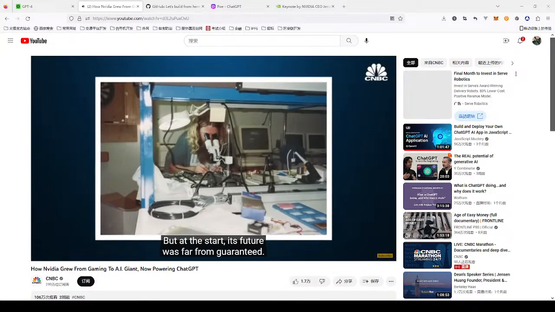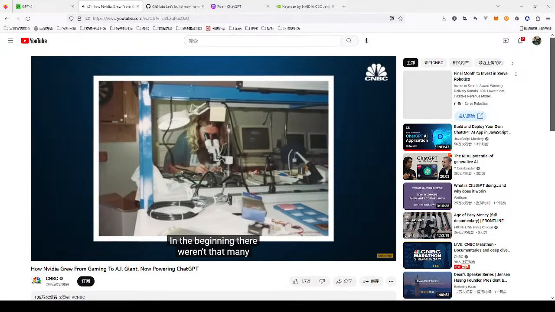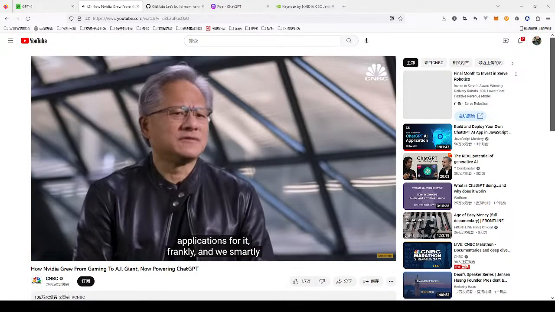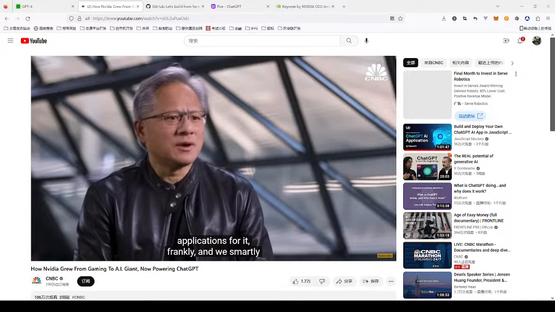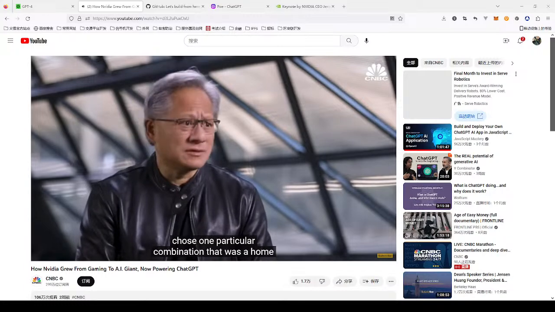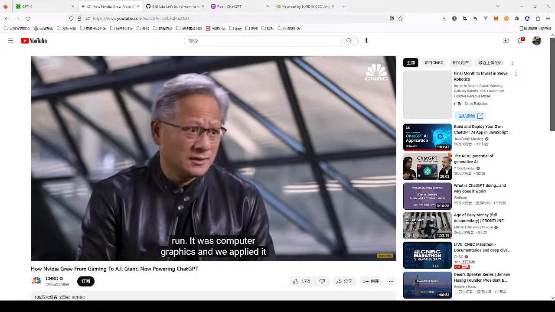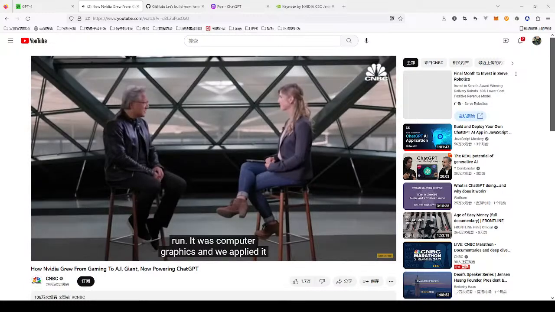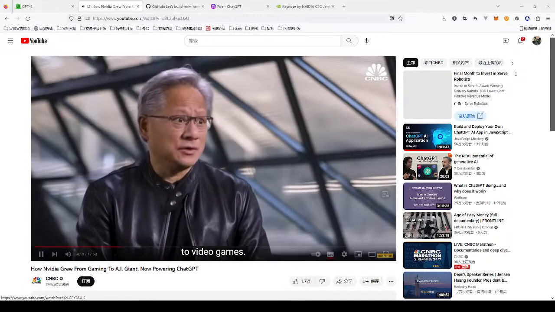But at the start, its future was far from guaranteed. In the beginning, there weren't that many applications for it, frankly. And we smartly chose one particular combination that was a home run. It was computer graphics, and we applied it to video games.